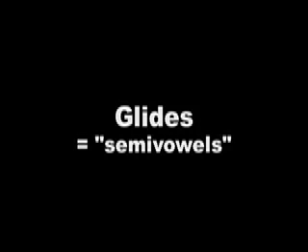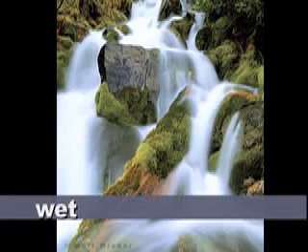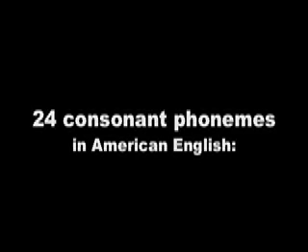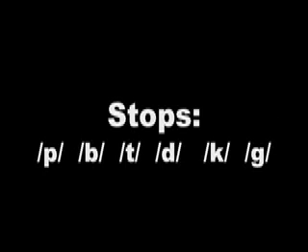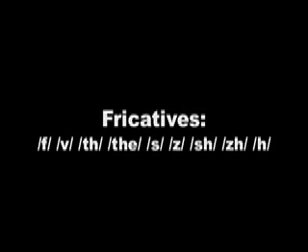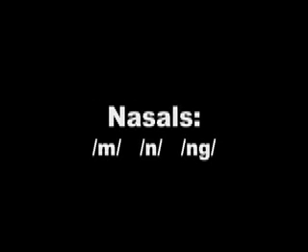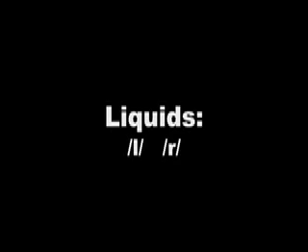Glides are the final two consonant phonemes and are sometimes called semivowels because they are produced with very little constriction of the air passage, more like a vowel. These two phonemes are the Y sound at the beginning of yes and the W that occurs at the start of wet. In all, there are 24 consonant phonemes in American English: 6 stops, 9 fricatives, 2 affricates, 3 nasals, 2 liquids, and 2 glides.